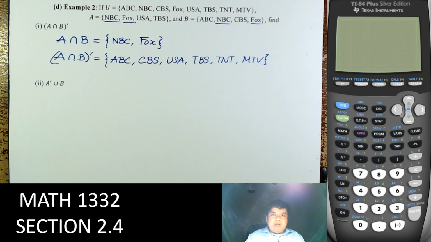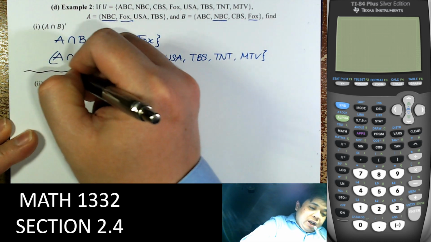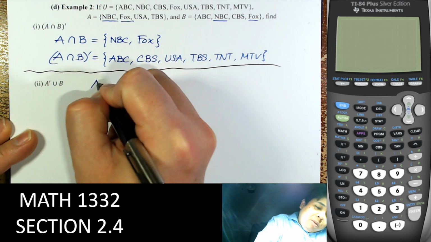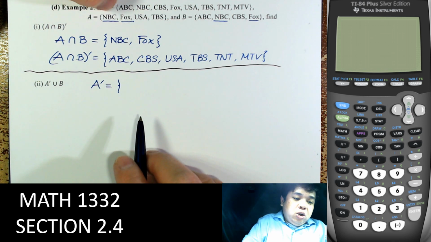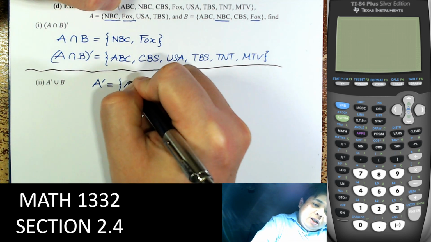Operation order: just one step at a time. In the parentheses first, and then complement, and then union or intersection. Right. For this, there are two ways to do that. I'm just going to do the direct way first. Direct method, A complement. So what is A complement? It's not in A. So we just list everything in U but not in A. There's ABC, right?